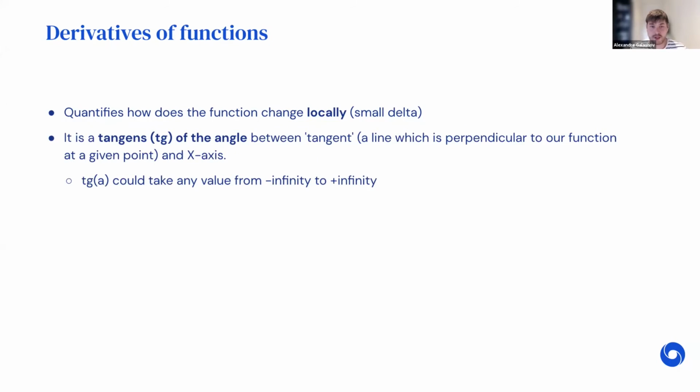Also, just one thing to say is that because the derivative is the tangent of this alpha, the tangent can take any value from minus infinity to plus infinity. It means that it's not really a limiting definition. So it doesn't prevent us from expressing a lot of functions. And it's also a very compact way. Compared to looking at two points and describing the change between the two points, we look only at one point, which is very cool.